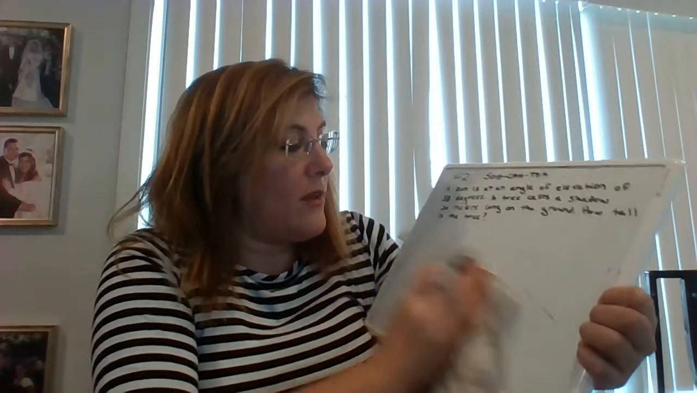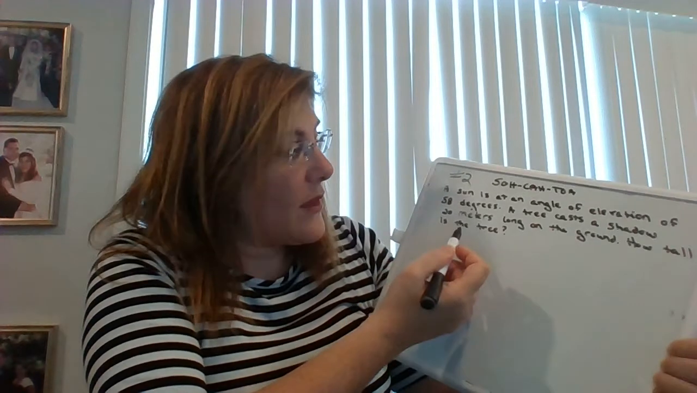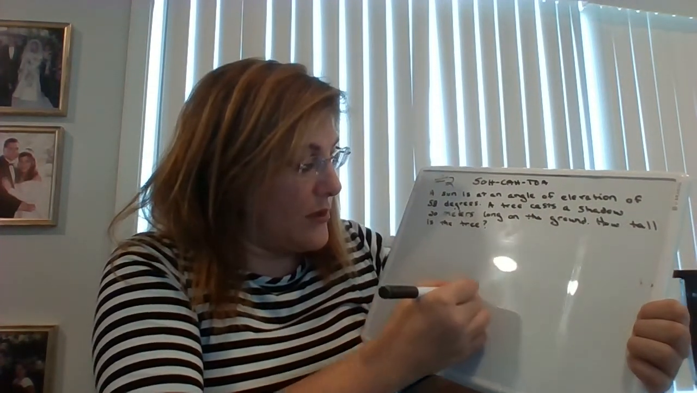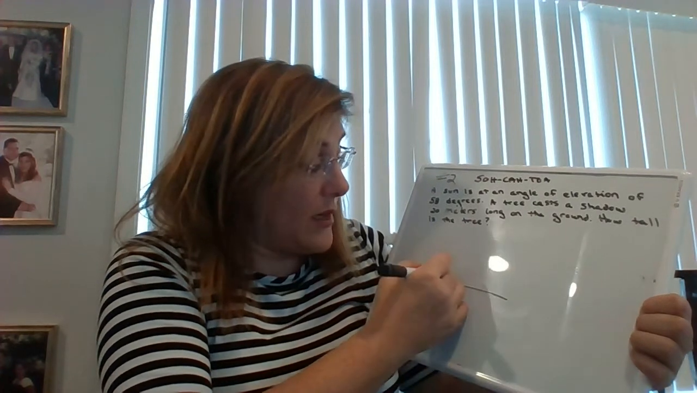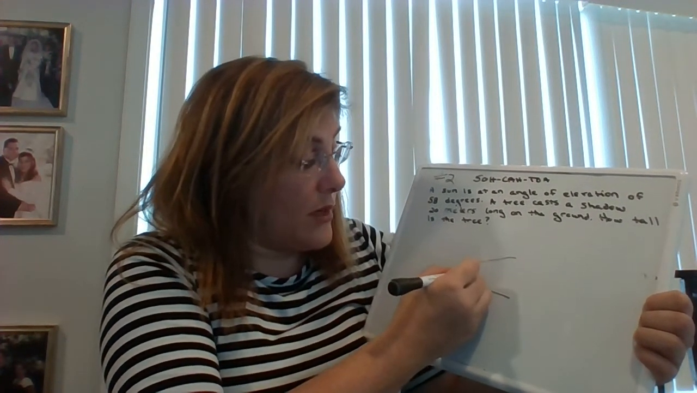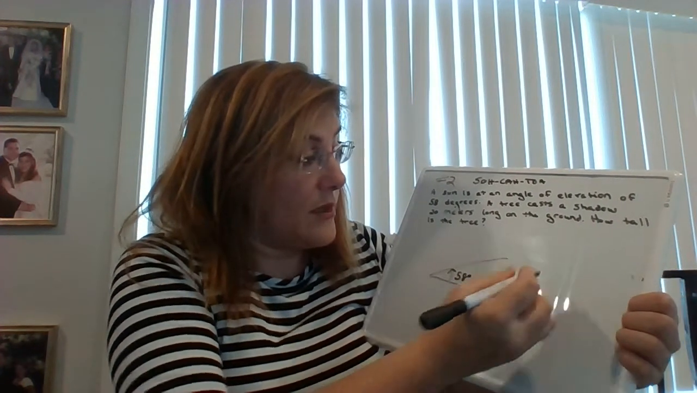And let's look at an example, like the one on the worksheet. This is number 2 on your worksheet. So it says the sun is at an angle of elevation of 58 degrees. So we always have to draw a horizontal elevation. It goes up from the horizontal by 58 degrees.